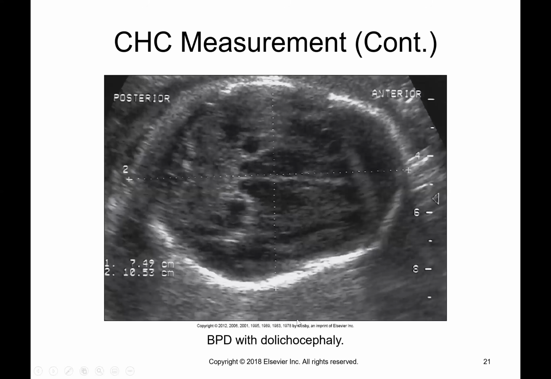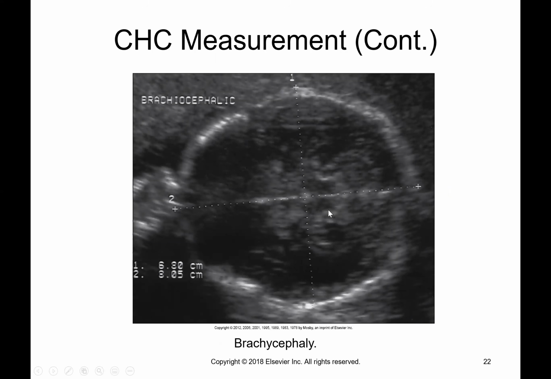This is showing a dolichocephaly, and dolichocephaly means the BPD is smaller, but the OFD, the occipital frontal diameter, is longer, so that it's almost like a pancake. The head has been smashed a little bit, and sometimes this happens in a baby that is breech. Brachycephaly is just the opposite, where the biparietal diameter is larger, but the OFD, the occipital frontal diameter, is shorter. And this can happen sometimes in Down syndrome.